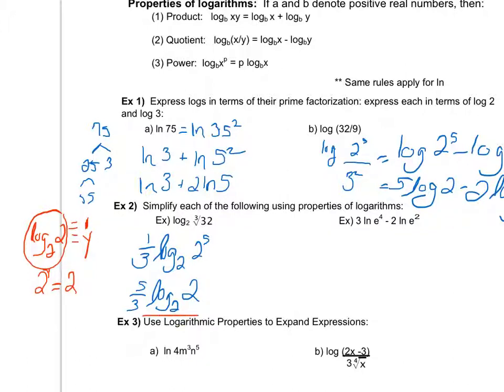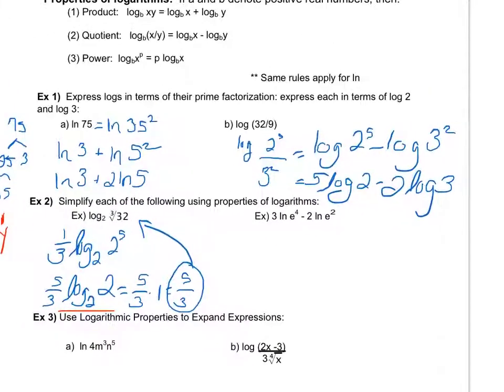So if that were 1, this would become 5/3 times 1, which would just be 5/3, which is much simpler than having a logarithmic expression. Let's look at example 3 here, or my next example underneath example 2.